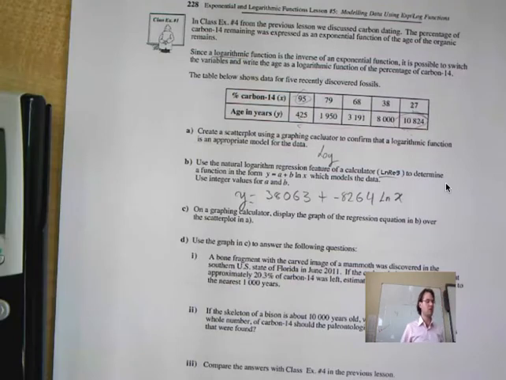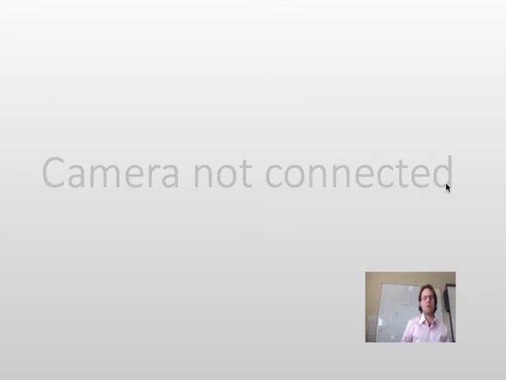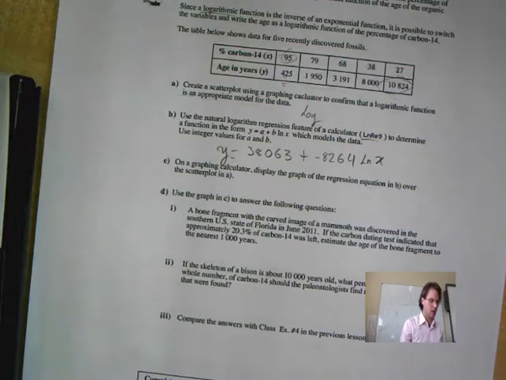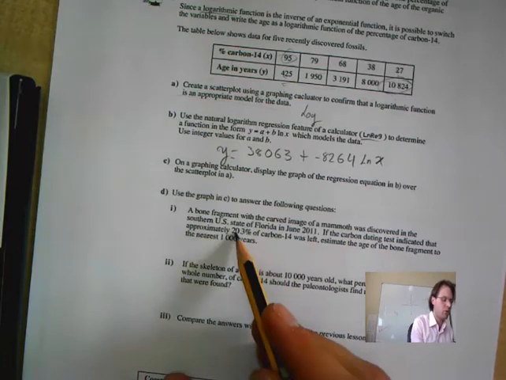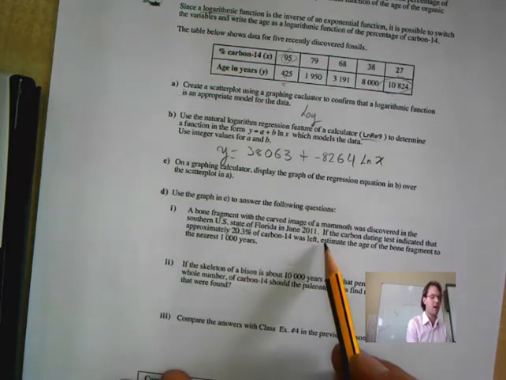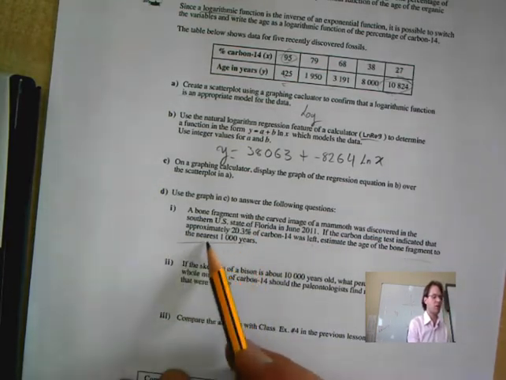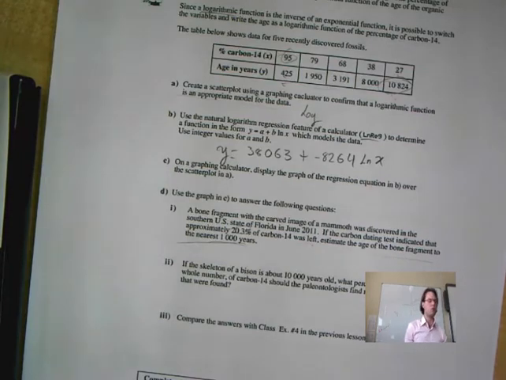So the next one says, use the graph in C to answer the following questions. A bone fragment with the carved image of a mammoth was discovered in the southern United States of Florida on June 11th. If the carbon dating test indicated approximately 20.3% of carbon-14 was left, estimate the age of the fragment to the nearest 1,000 years. So I'm looking at the word problem here.